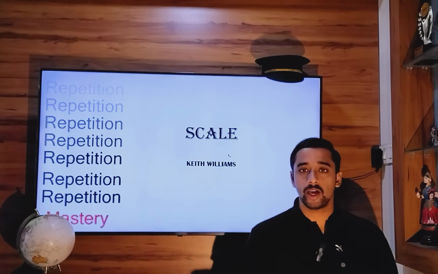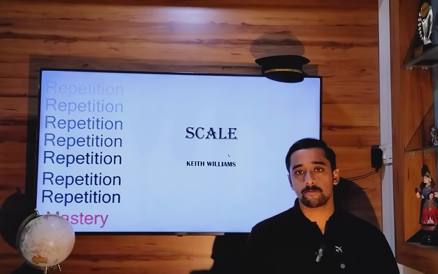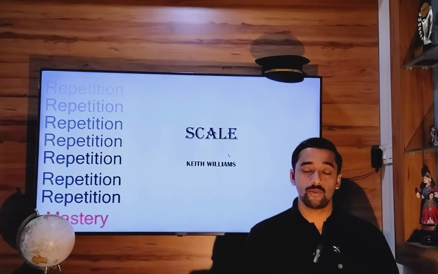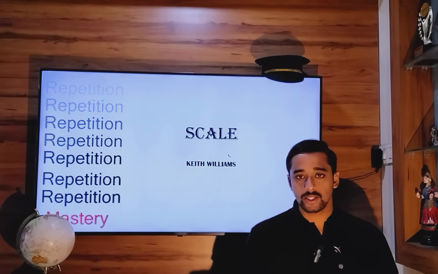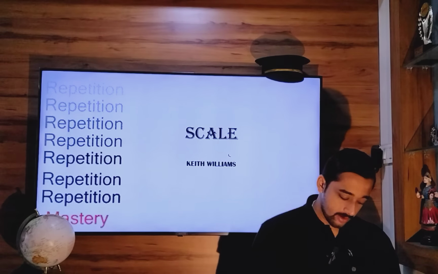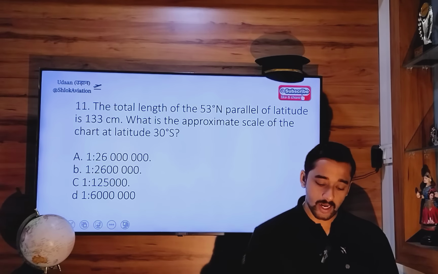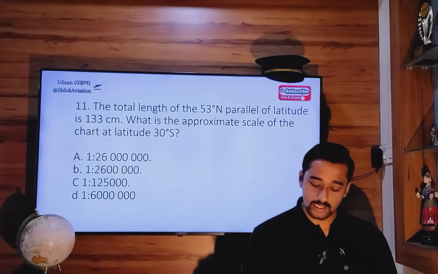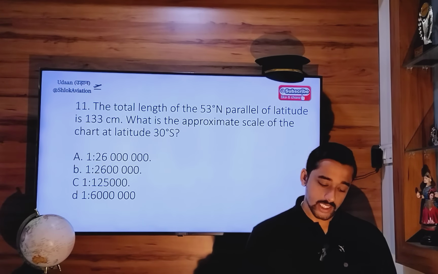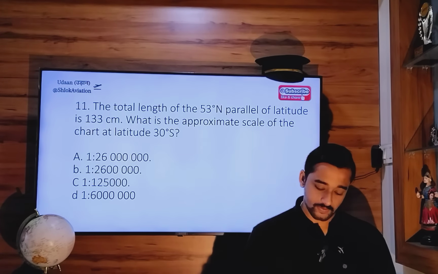In this video lecture, we are going to solve questions 11 to 15 from the scale chapter in Keith Williams' General Navigation book. So let's start with question number 11. The total length of the 53-degree parallel of latitude is 133 centimeter. What is the approximate scale at latitude 30 degrees south?